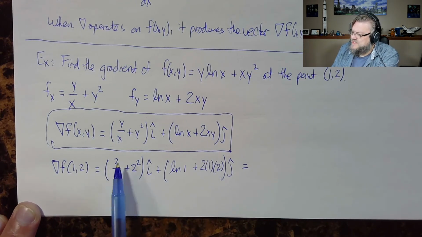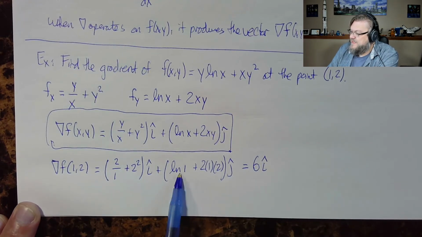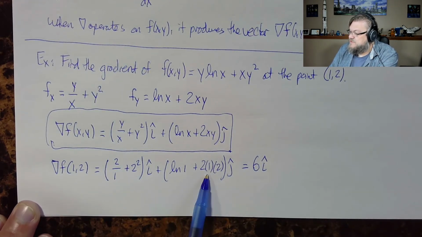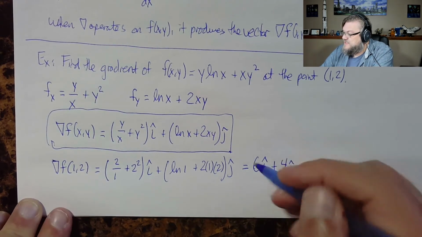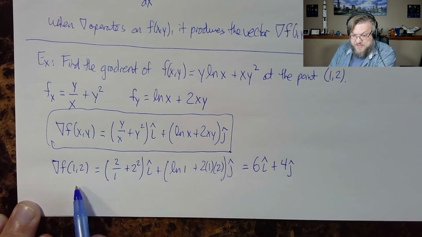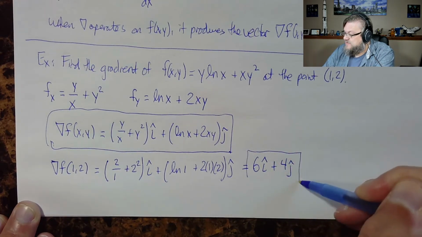So doing this arithmetic gets me 2 plus 4, which is 6. So I get 6i. ln of 1 is 0. 2 times 2 is 4. So plus 4j. So the gradient when I'm standing at the point 1, 2 is 6i plus 4j.